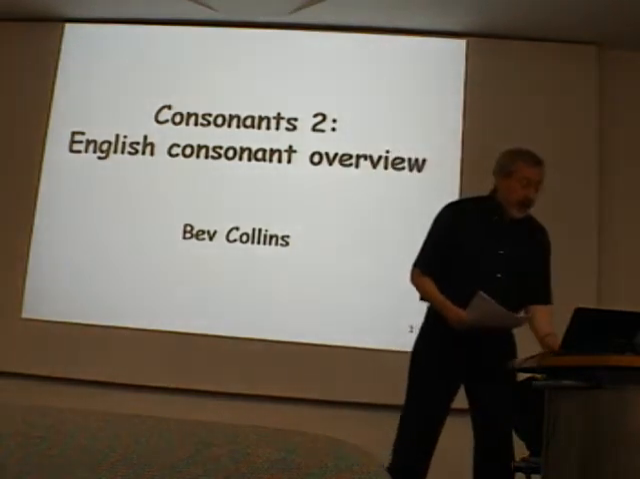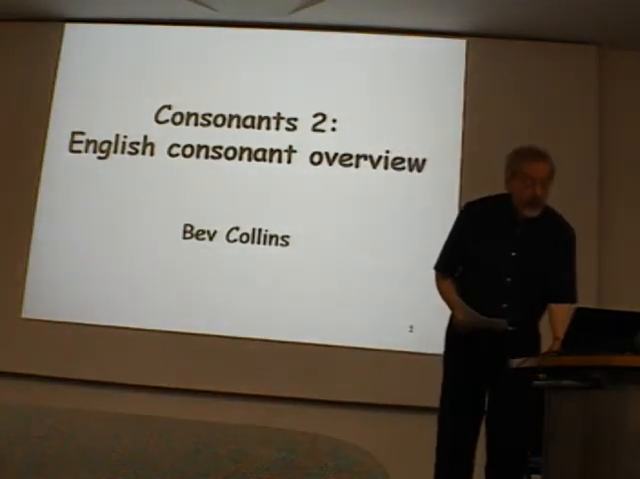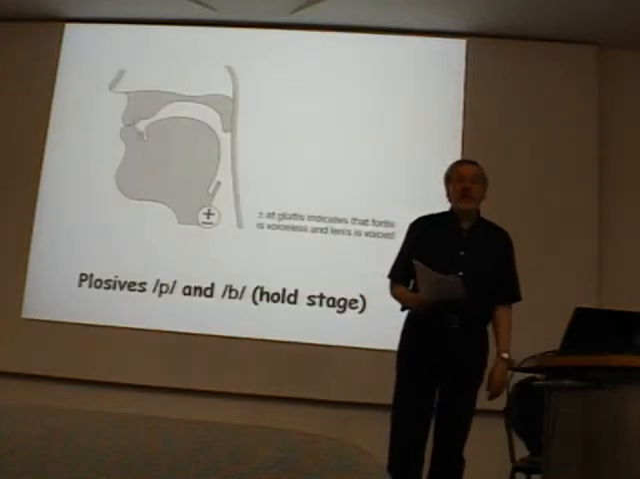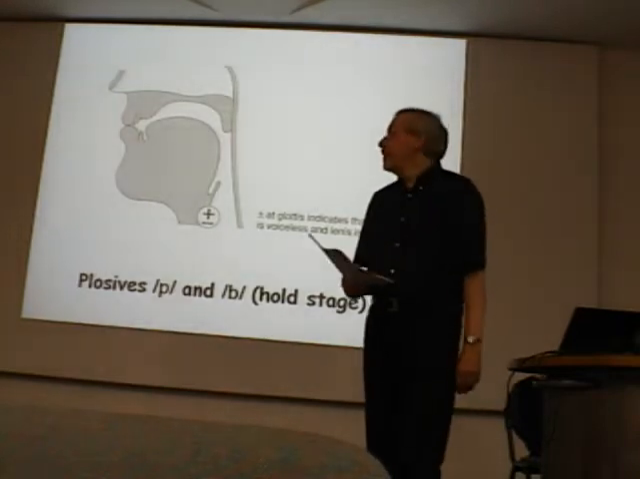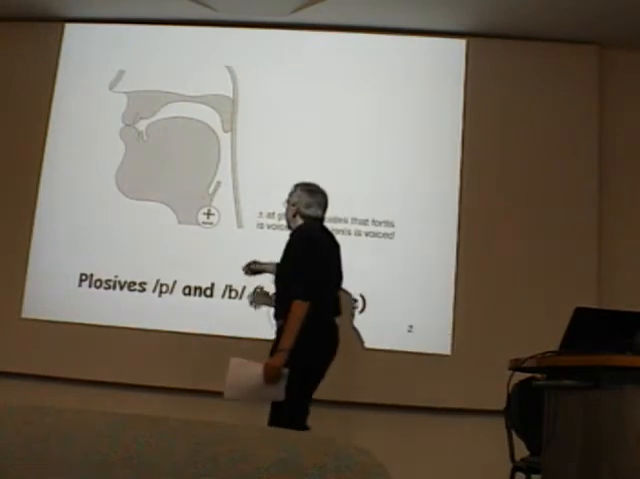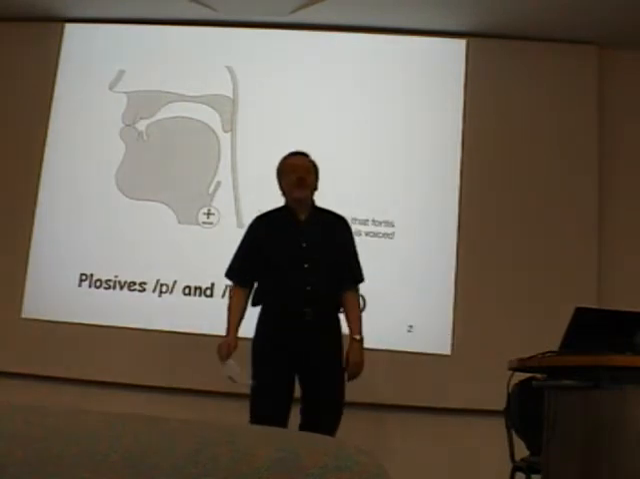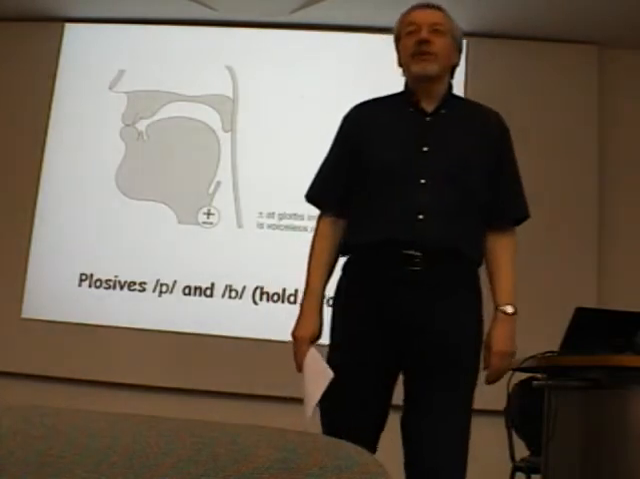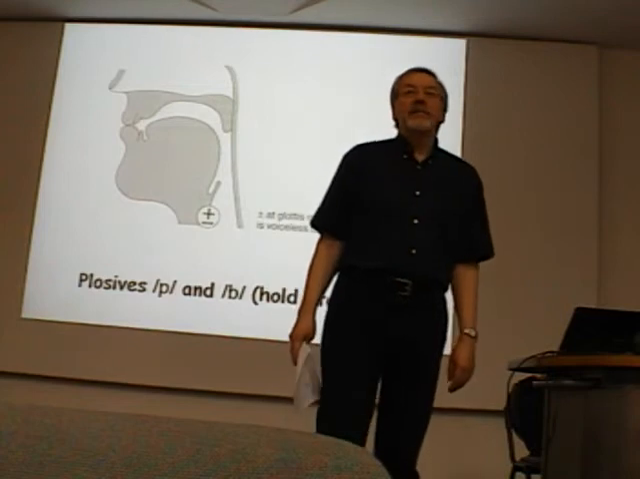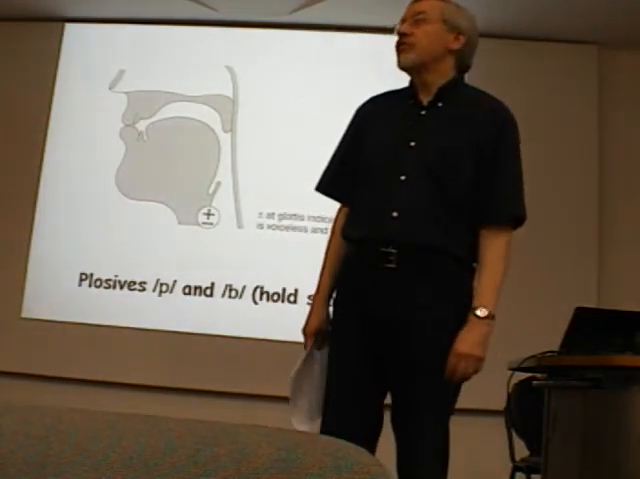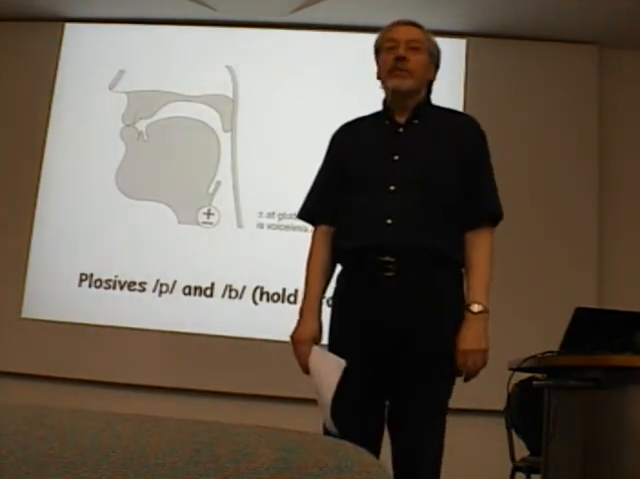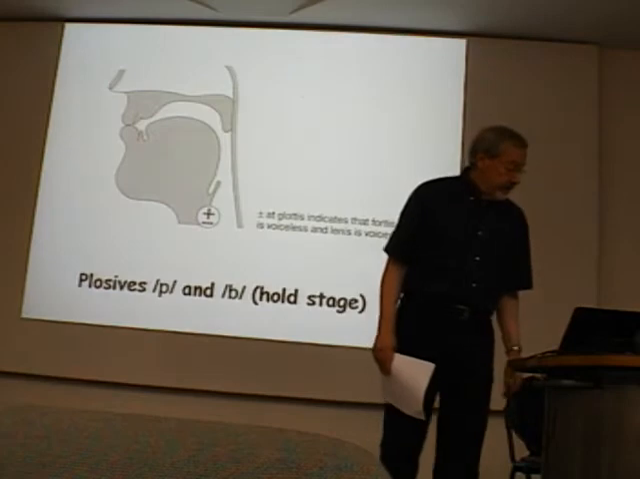Let's have a look at that bilabial consonant we talked about. Here you have P and B, the hold stage of the consonants. The plus and minus here is my way of showing whether the vocal folds are vibrating or not, in other words, whether it's voiced or voiceless. Plus is voiced, minus means that it's voiceless. So I can show two consonants there, both the P and the B.